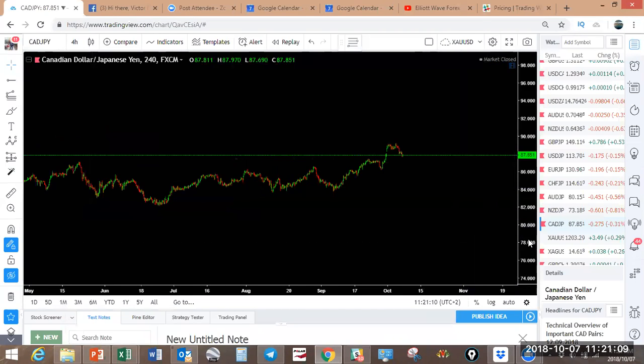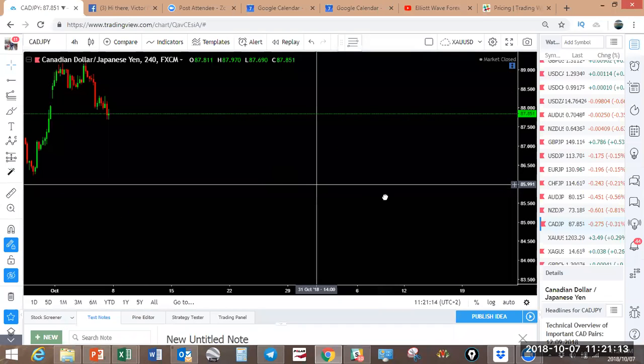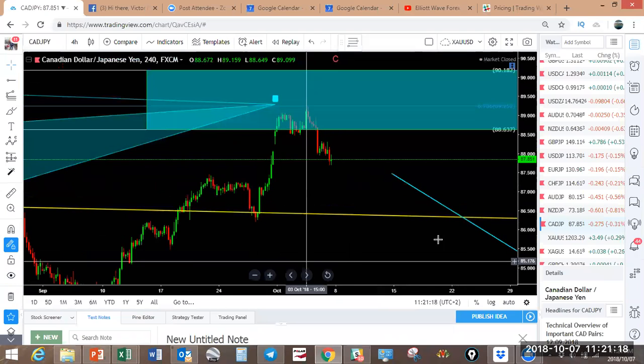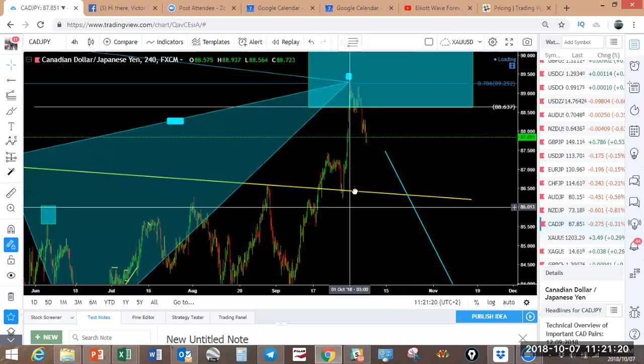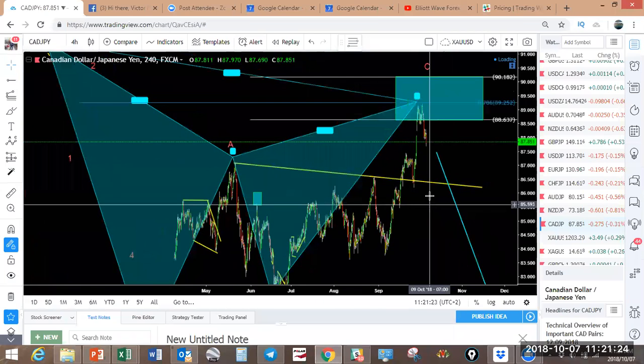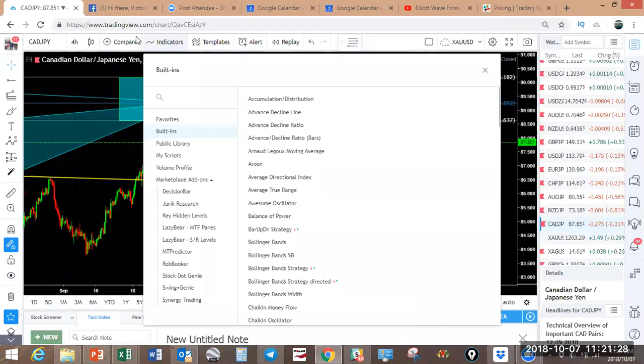Okay, we've got a pulsing move to the downside. I think traders in our room have already sold it right at the top, because the top is actually the blue box, as well as a confluence of the blue box and the Gartley pattern. So we've already got that, and you're getting a pulse.